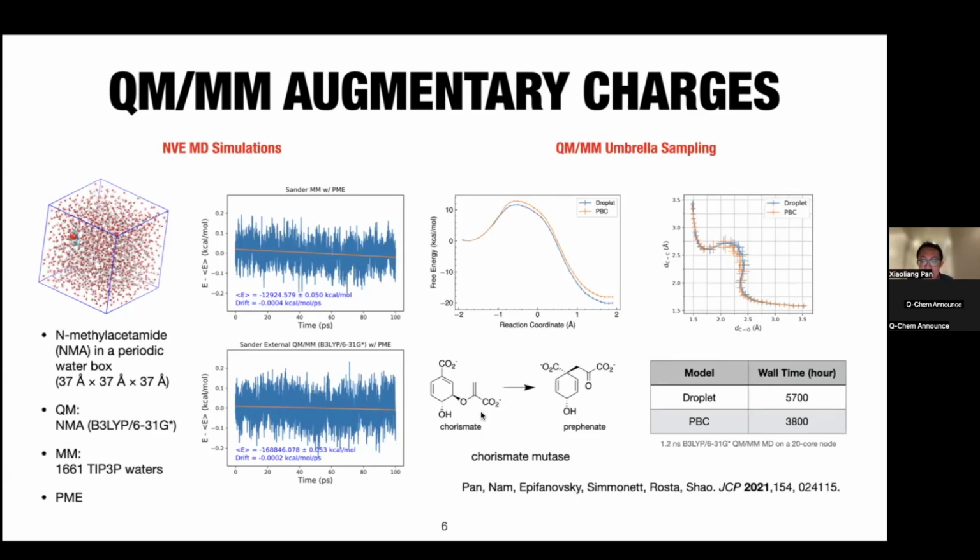Then with the model, we ran some free energy simulations and compared with the droplet model on the same enzyme system. And we can see it produces only slightly different free energy barriers. So that could be system dependent. We're expecting that for certain systems, it could have larger differences.